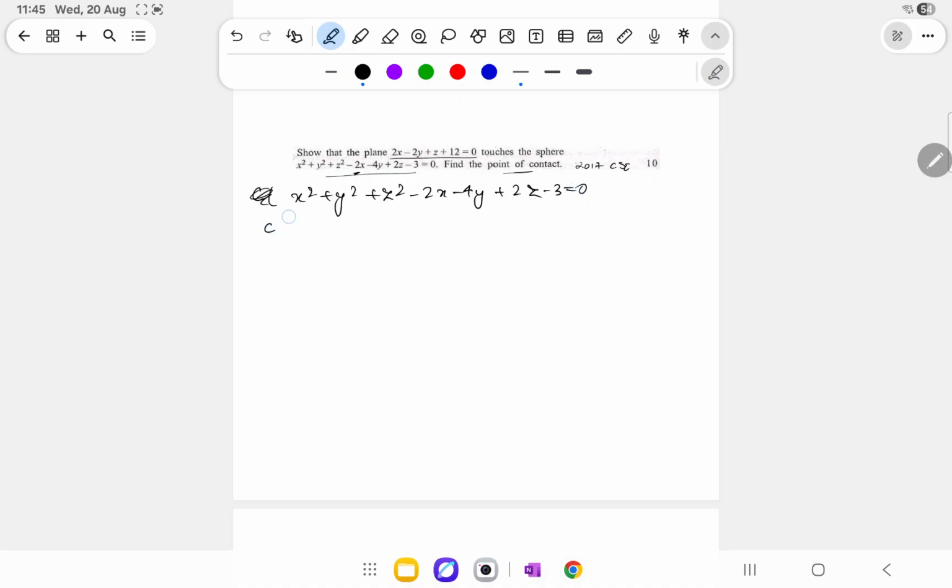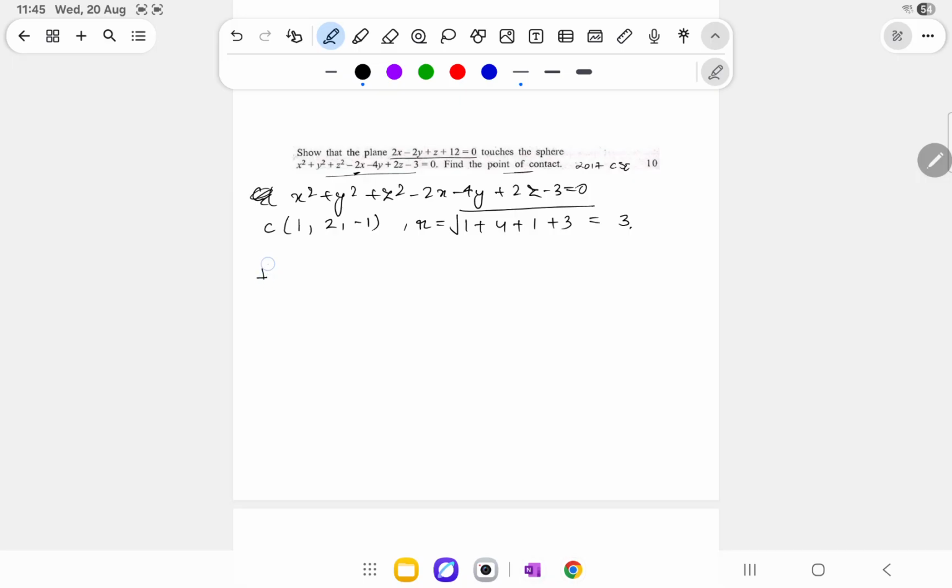So my center will be (1, 2, -1), and my radius of the sphere will be under root 1 plus 4 plus 1 plus 3, which will be 3 plus 4, 9, which is basically 3. So 3 is my radius. So if I can show that the perpendicular distance between the center and the plane is also 3, that will prove that this plane touches the given sphere.